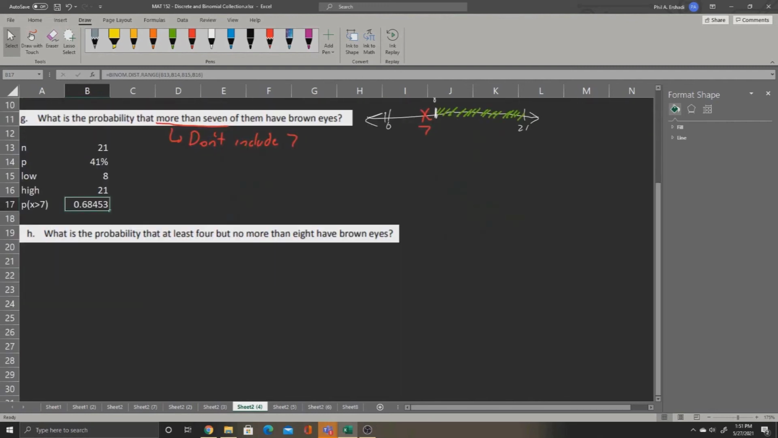For part H, let's draw another picture. This asks us the probability of being at least 4 and no more than 8. Now, at least means greater than or equal. And no more than means less than or equal. Now, we're greater than or equal to 4, but less than or equal to 8. So really, this means we are between 4 and 8.